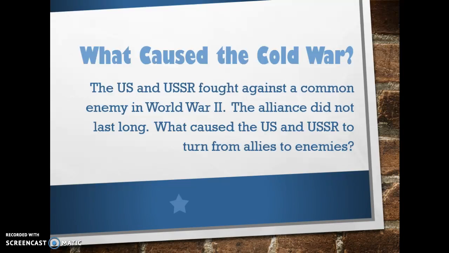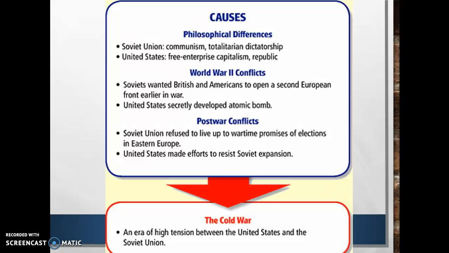So what caused the Cold War? The U.S. and the USSR fought against a common enemy in World War II. So what made them become enemies? Why did they all of a sudden not get along? There were philosophical differences, one being the Soviet Union wanted communism and totalitarian dictatorship. The United States wanted free enterprise capitalism and a republic.